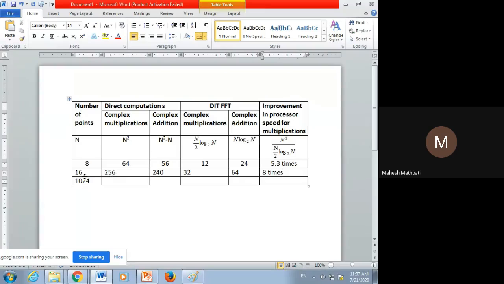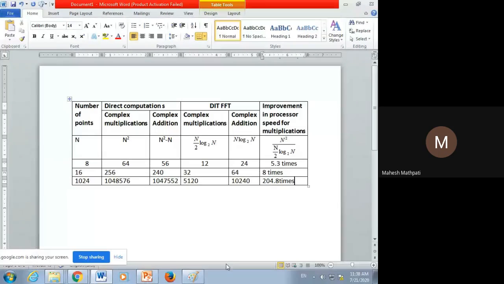Okay. Suppose your n increases to 1024, then what is happening? Can you tell the value? It is 1048576. Then this will be 1047552. And here we will get the value as 5120. And here we will get the value as 10240. And this will be 20.8 times faster than this.